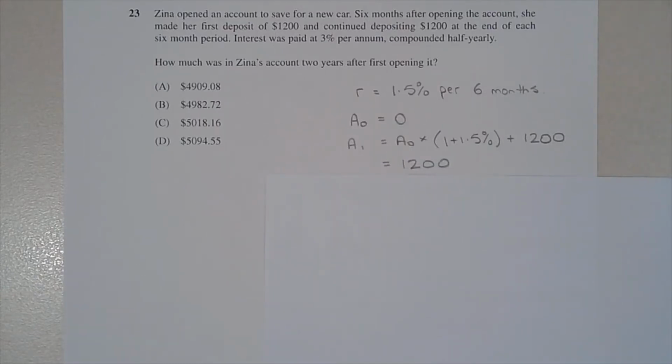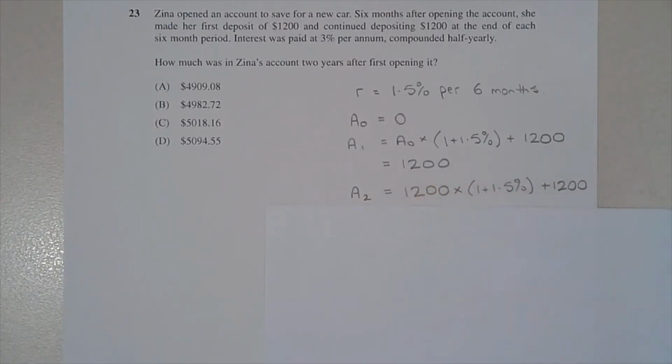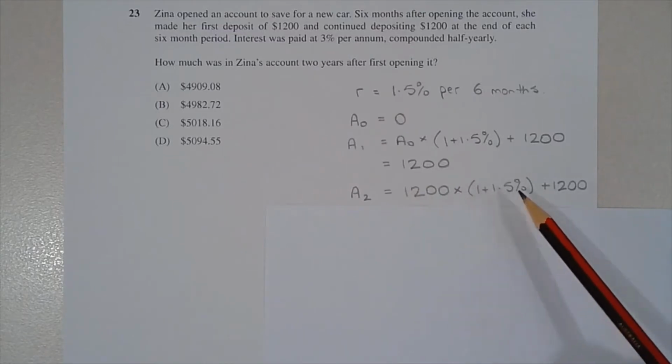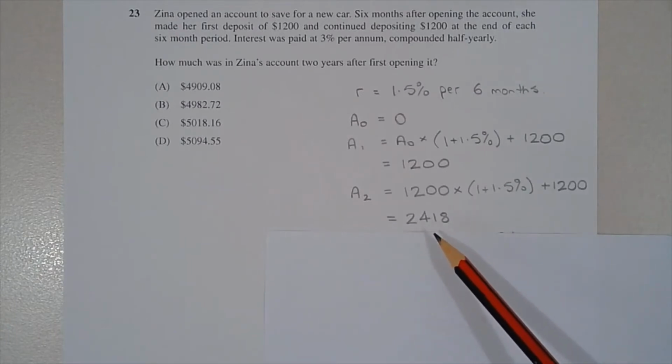Now let's work out how much she has at the end of the second period, which is at the end of the first year, so the second lot of 6 months. So A2 is equal to whatever she has in A1, so $1,200. That'll be increased by 1.5%, so we multiply by 1 plus 1.5%. And then she deposits another $1,200. So at the end of the first year, so that's after 2 lots of 6 months or 2 compounding periods, she has $2,418.